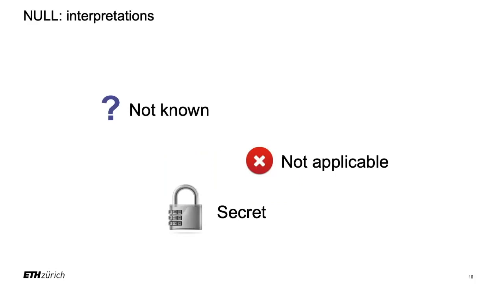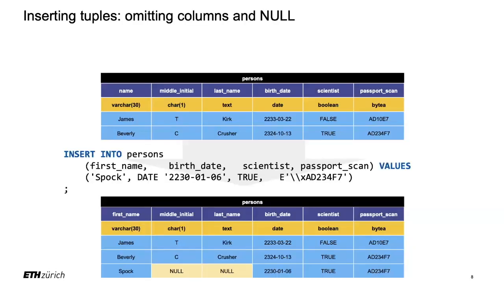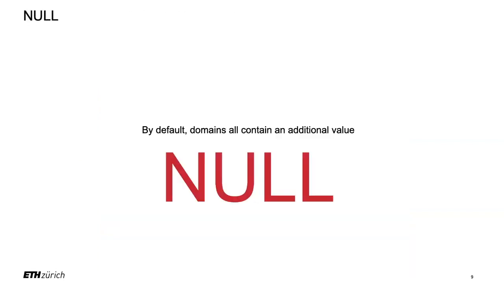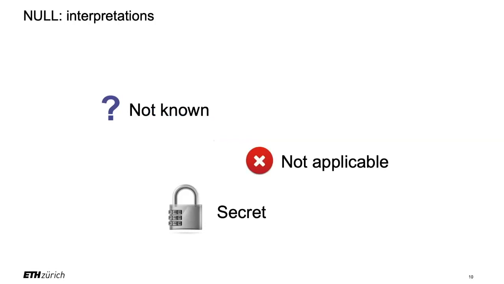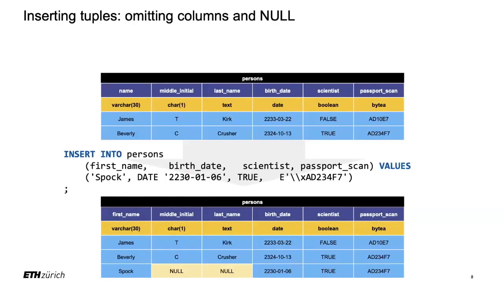Now, how do you interpret this? It might be that it's not known, right? It exists, but you don't have it, so you just leave it absent in the table, and maybe you'll add it later. Maybe it's not applicable. In that case, actually, that's the case because Spock doesn't have any last name or middle name, right? Or it could be that it's a secret, right? You don't have the rights to actually view that, and so you don't get the value, right? But basically, that exists. So in all of the SQL database management systems, you have this special value or this absence of value semantics of null.